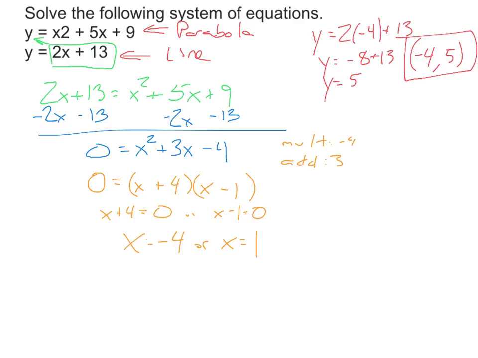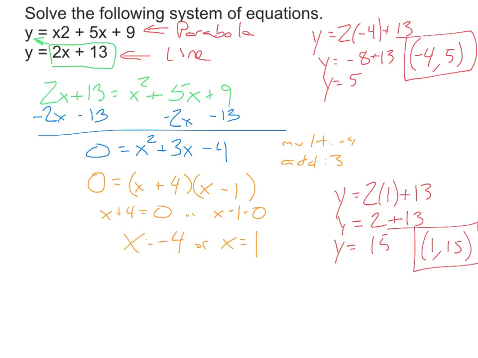So let's try the other one. If I plug in 1, y is equal to 2 times 1 plus 13, which means I have y equals 2 plus 13, or y equals 15. So this time I plugged in the number 1 and got the result 15, and there's another way to look at this.